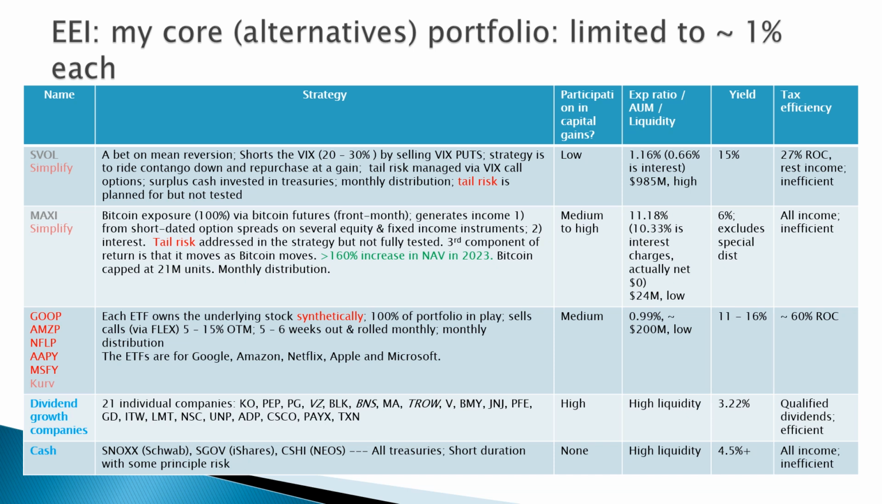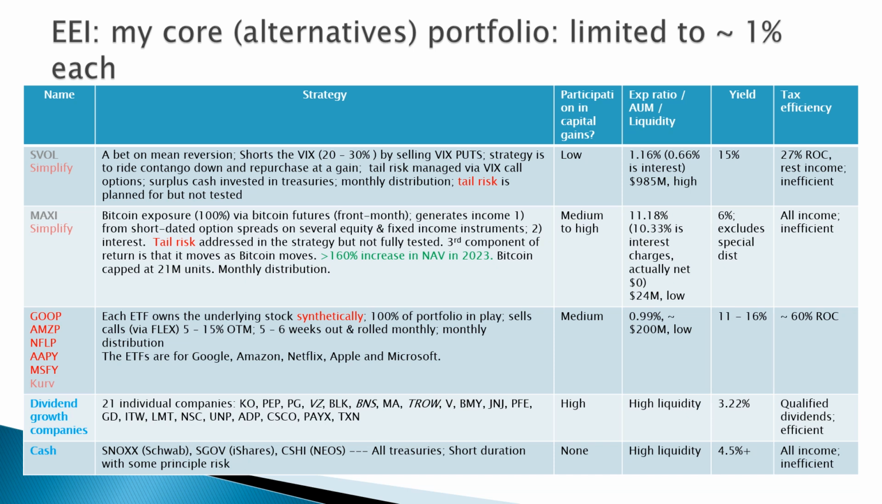Now, just like everything else here other than the cash position, everything you see on this page is limited to about 1% of my portfolio. So this is not something where I'm going to be putting in 12, 15% like I put in SCHD, or even the 5 to 7% for QDPL. These are very small positions for diversification purposes. And I'll give you a sense for how each of these has performed since I bought it.